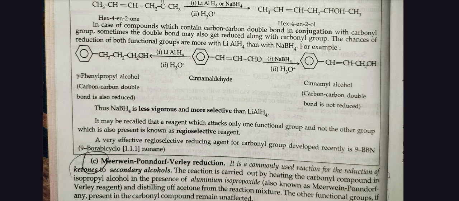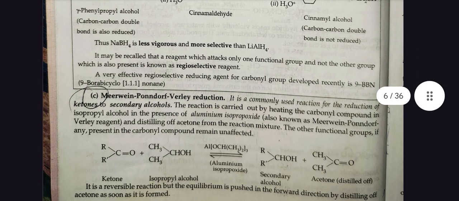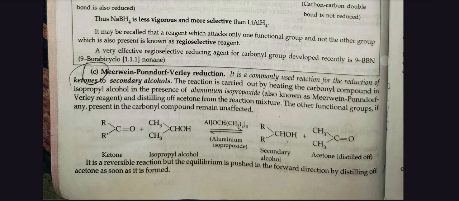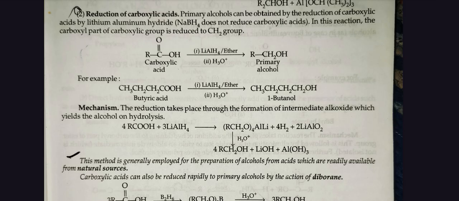It may be recalled that a reagent which attacks only one functional group, leaving the other group which is present, is known as a regioselective reagent. A very effective regioselective reducing agent for carbonyl compounds, developed recently, is 9-BBN, 9-borabicyclo[3.3.1]nonane.